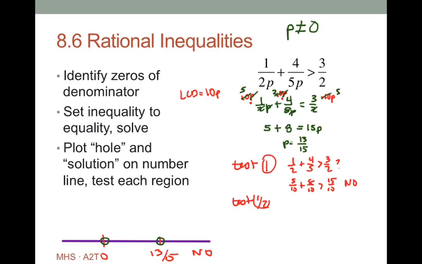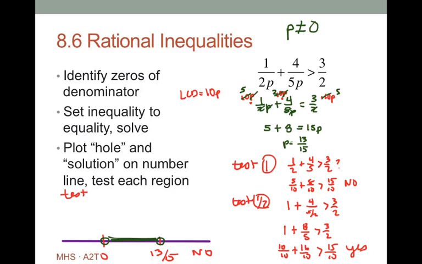Next we're going to try 1/2. In that case, we get 1 plus 4 over 5/2. Is that greater than 3/2? So 1 plus 8/5. Is it? Yes, in fact, it is, because we're going to get 16/5 compared to 15/10. So that's close and a little bit bigger. So that's a yes region.